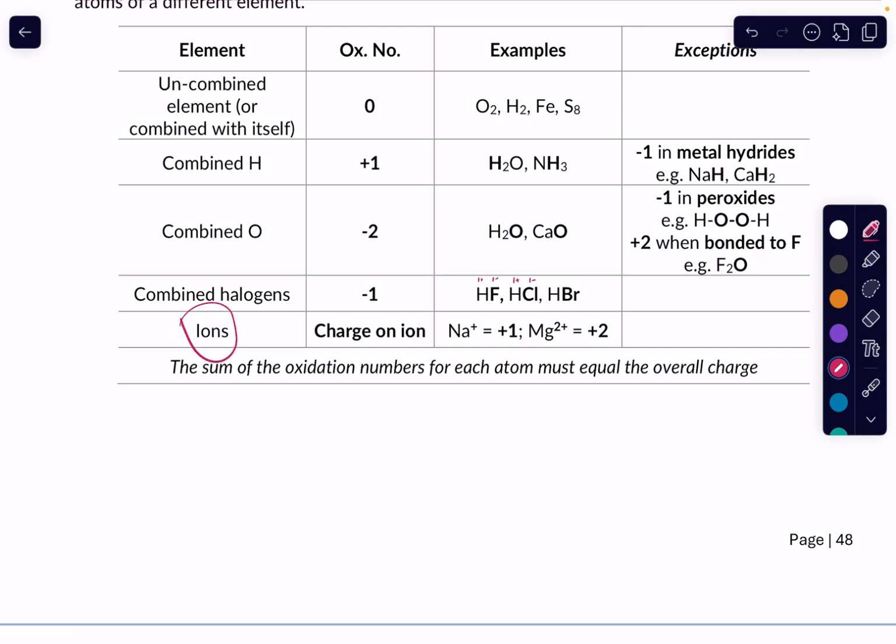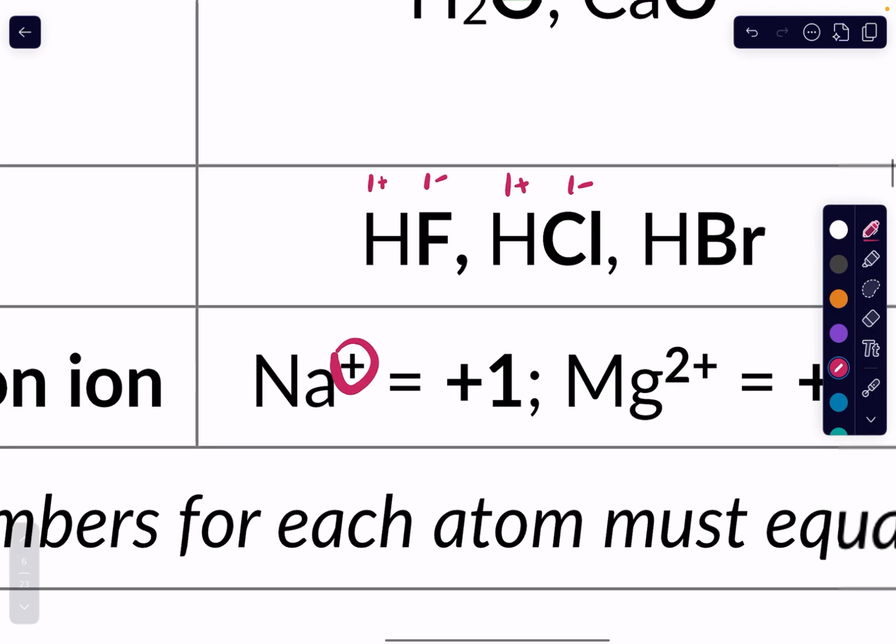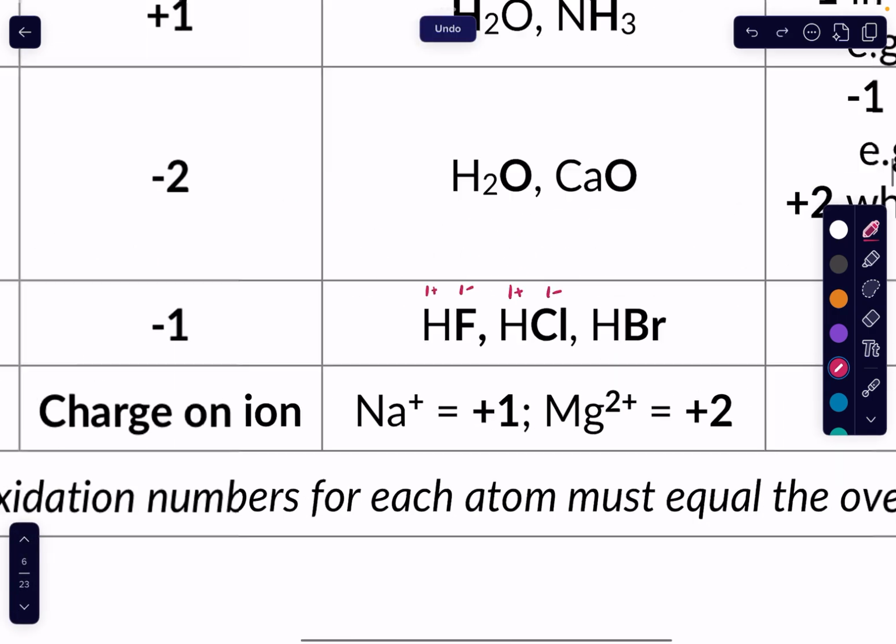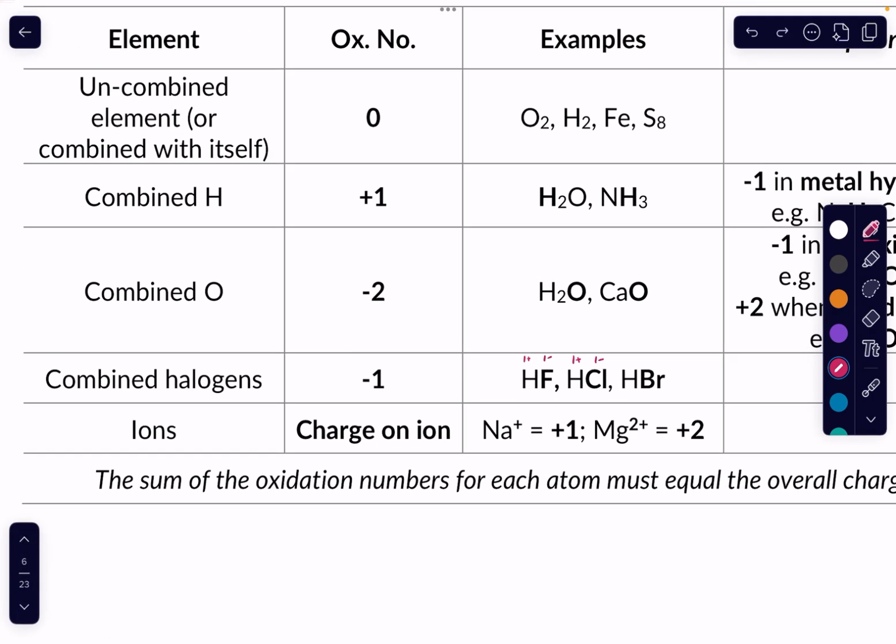Lastly, ions. If you see an ion, it tells you what that charge is. So you'll see a slight positive or a negative superscripted over here and here. This tells you what is the charge of that ion. In Na+, the charge is 1. In Mg2+, the charge is 2. In La3+, the charge is 3.